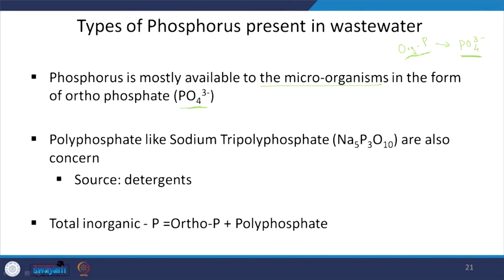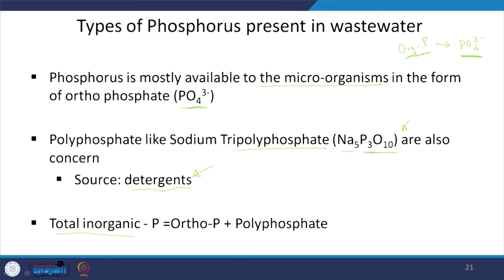So, typically orthophosphates are relatively easily taken up, and we are also concerned, at least in India, about polyphosphates like sodium tripolyphosphate. Why is that? Because we use a lot of detergents, and I think people might have seen the case of Bangalore and such, where phosphorus was released due to excessive usage of detergents. But again, polyphosphates are too difficult to be absorbed by the microbes, so they are a concern. So, try to avoid detergents that have a lot of phosphorus.